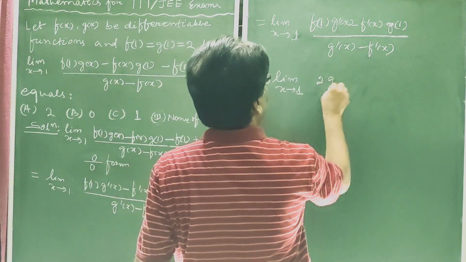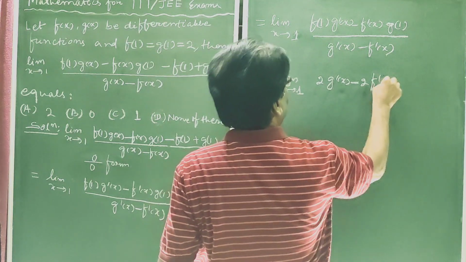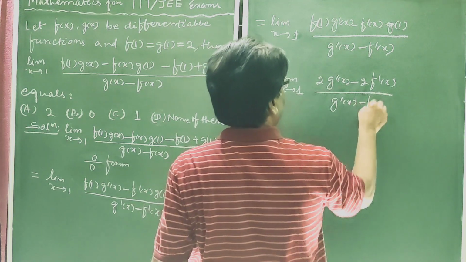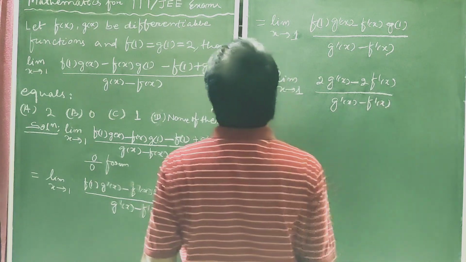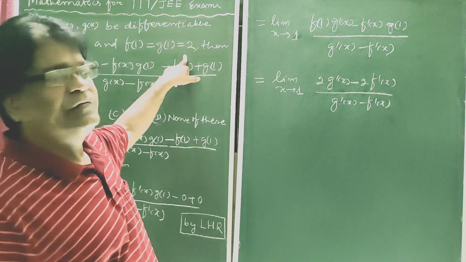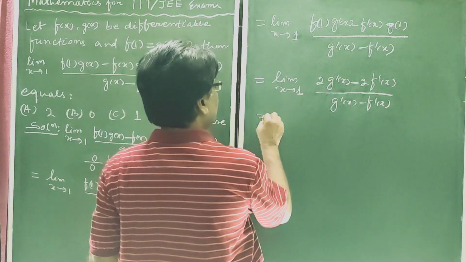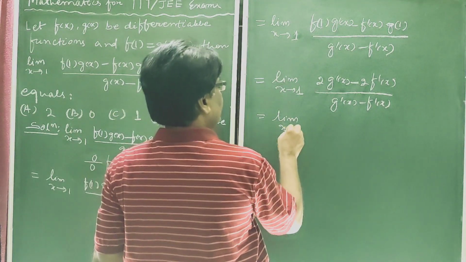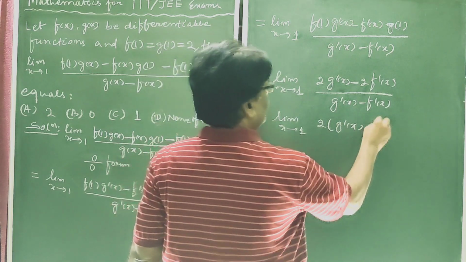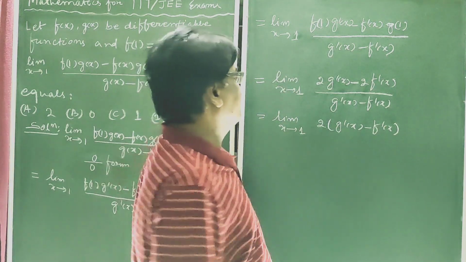So 2 into g'(x) minus 2 into f'(x), divided by g'(x) minus f'(x). Here we have used the values f(1) is equal to 2 and g(1) is equal to 2 in this expression, and we get this. Obviously, we can take 2 common now. The limit as x tends to 1 of 2 into [g'(x) − f'(x)]. So we have taken 2 common in the numerator.